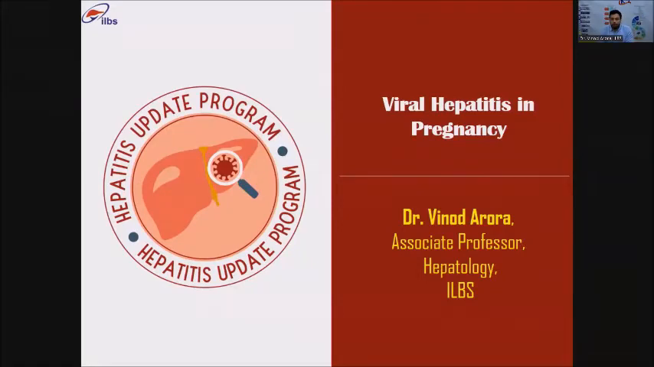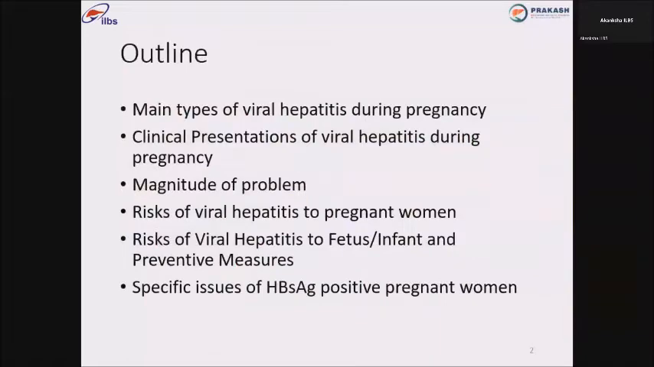We'll be talking in brief about viral hepatitis in pregnancy. The brief outline of the presentation will be: what are the main types of viral hepatitis in pregnancy, what are their clinical presentation, what's the magnitude of the problem, what are the risks associated with viral hepatitis to the pregnant woman, to the fetus, infant, and the preventive measures, and the specific issue of hepatitis B positive pregnant women.